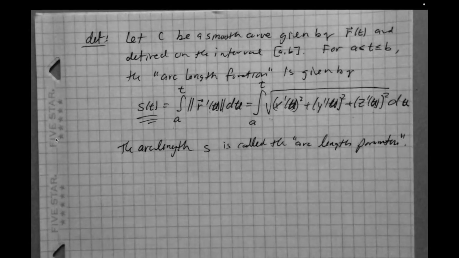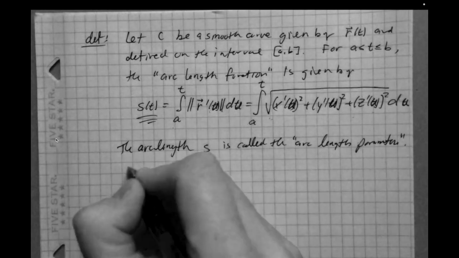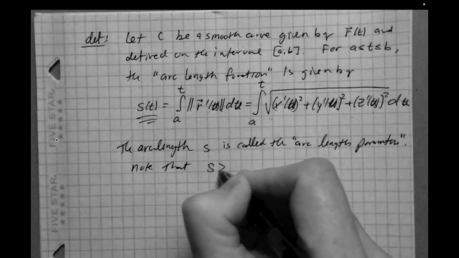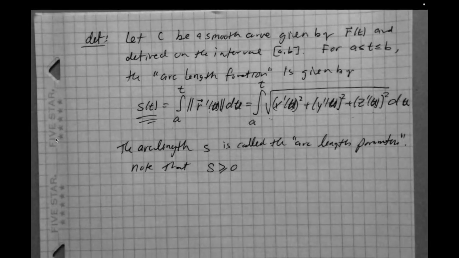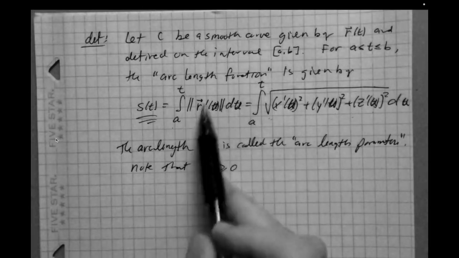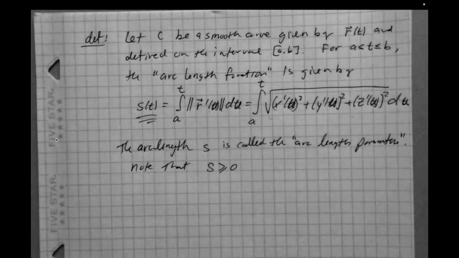Right, and now notice that here s will always be greater than 0. Okay, so notice that, right? This is obvious, this is the norm, so this is going to be a positive valued function. Okay, so s will be greater than or equal to 0.